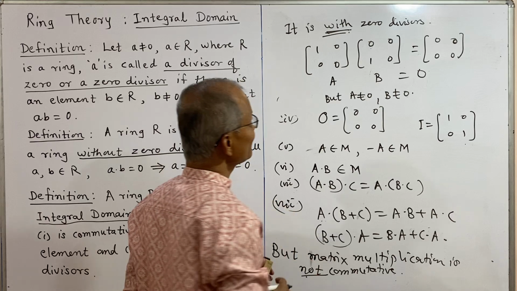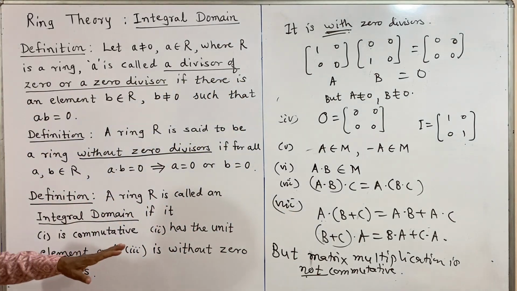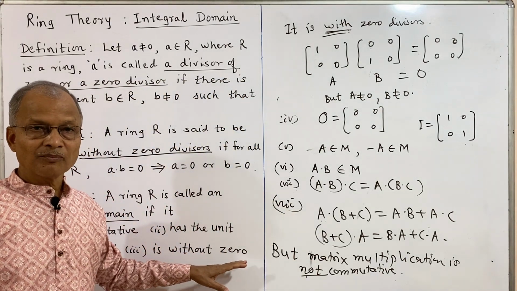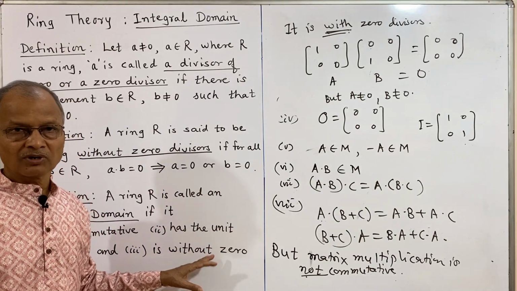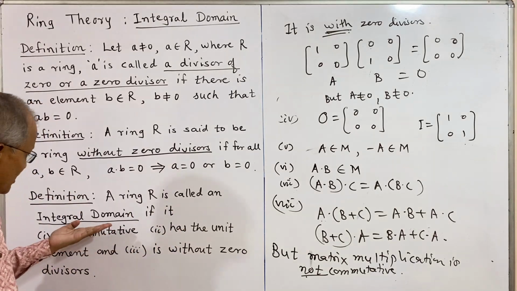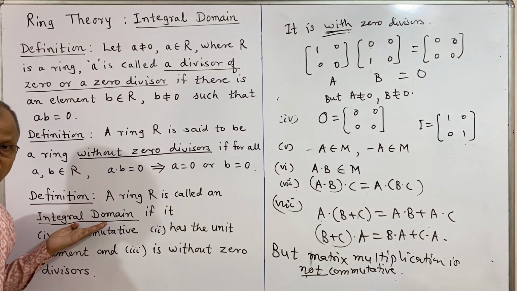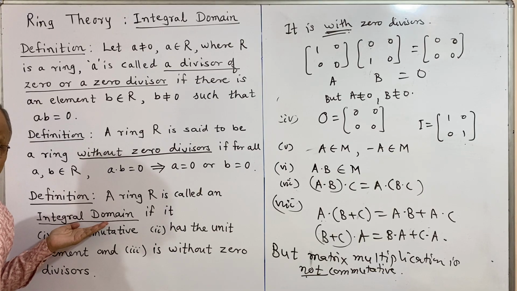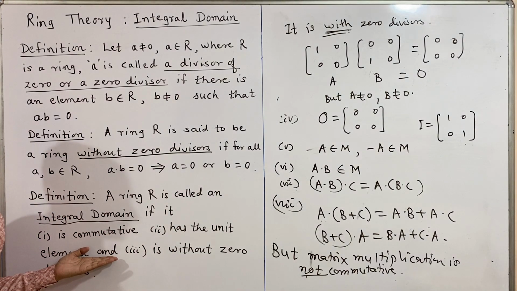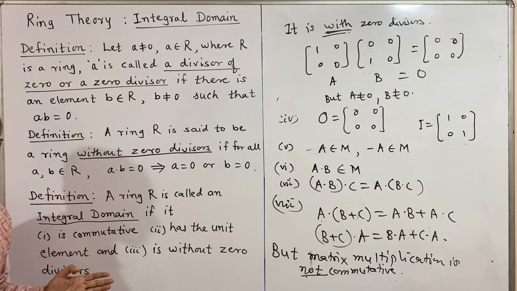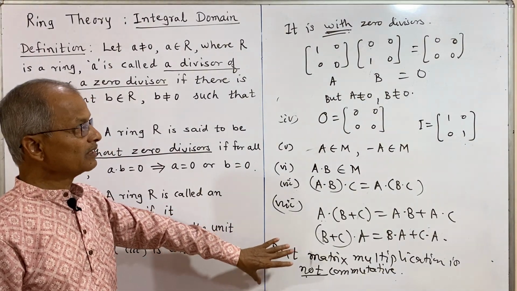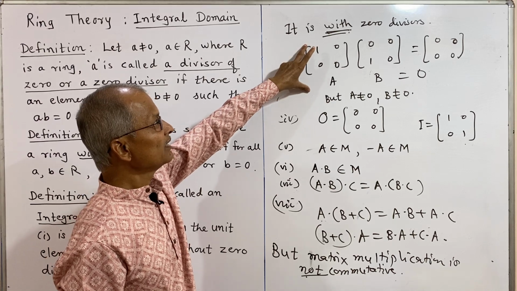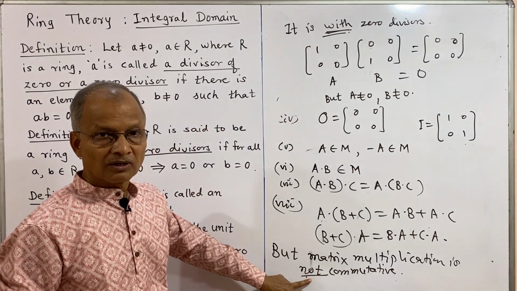So this is a ring with 0 divisors, and that means we have seen this example as an example of a ring which is not an integral domain. We have to study both examples, a ring forming an integral domain and rings which are not integral domains. Then we can clearly understand the difference. So this is an example of a ring which is not an integral domain because of two reasons. It is with 0 divisors and it is not commutative.